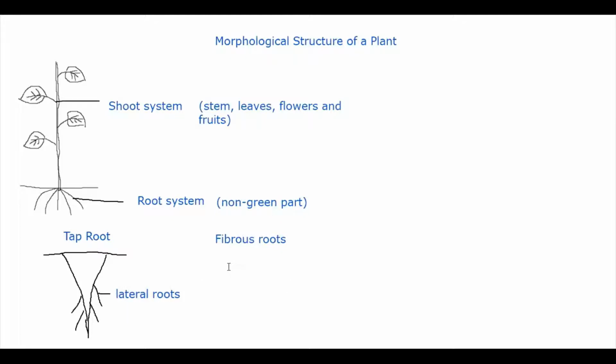Okay, so now let me draw for you the fibrous roots. Now the fibrous roots are like this, which look as a bunch. They don't have a main root like a taproot. So how you will define fibrous roots? Fibrous roots are those that arise as a tuft, or you can also call it a bunch, from the base of the stem. Okay, and such type of roots are known as fibrous roots.